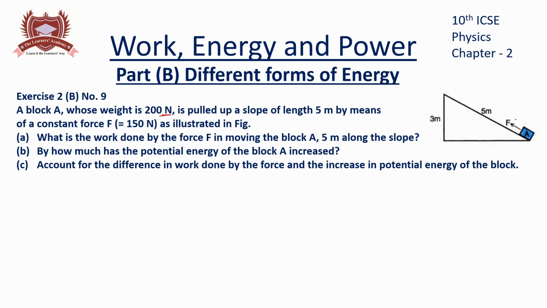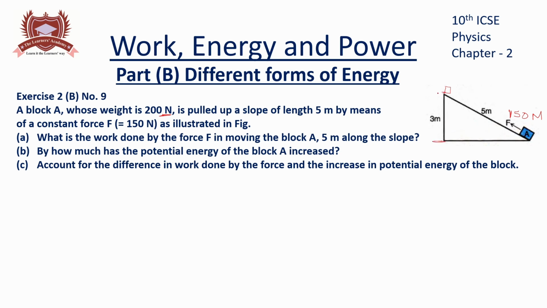So we have this constant force F of 150 newtons and it is taking it in this direction. Now what is the work done by the force F in moving the block A 5 meters along the slope? So we are taking it from here to here. The block is going to undergo displacement of 5 meters and we have to find the work done. Then by how much has the potential energy of the block increased? So we have to find how much the potential energy is increased.